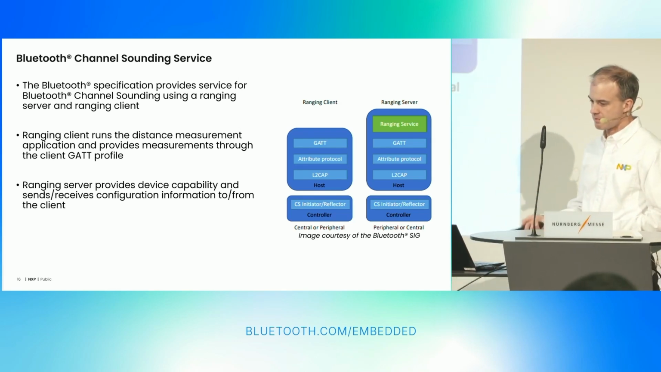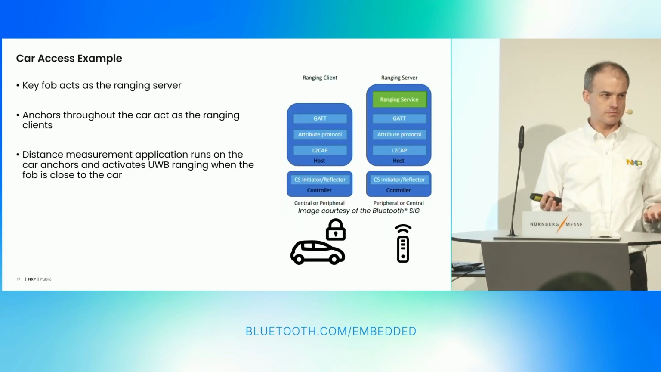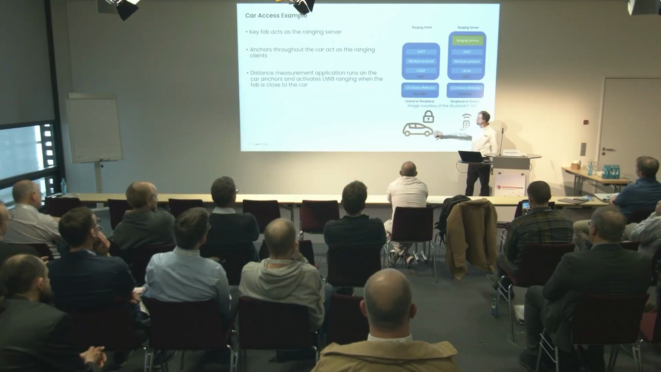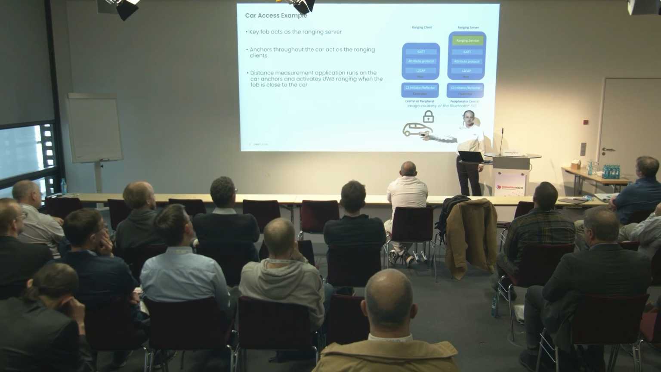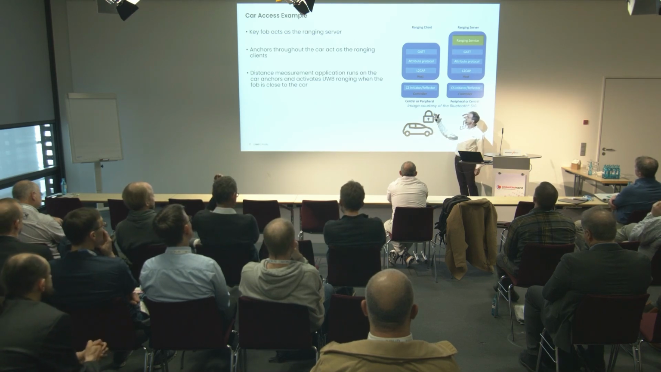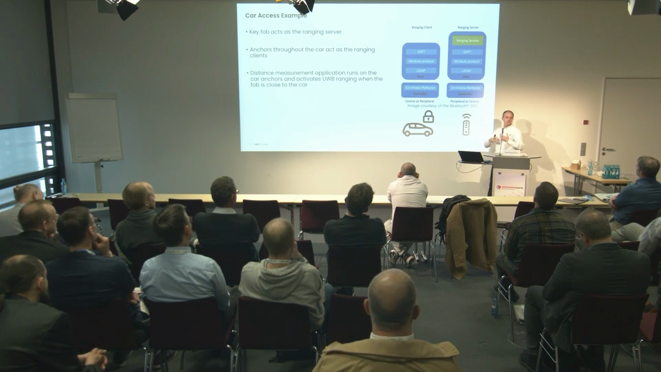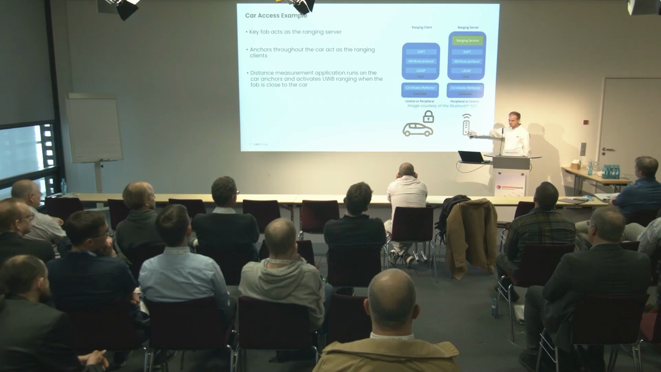And so for example, here's how that would look in our car example. In our car example, the key fob here is our server, so it's going to have all the information about what it can do. And then the car anchor is going to be that client. The car anchor is going to be running the distance algorithm, but it's not necessarily going to be the initiator, and this is going to be the reflector. That's really up to the two's negotiation. But this is going to do the algorithm, and this is going to just be setting up that ranging procedure.